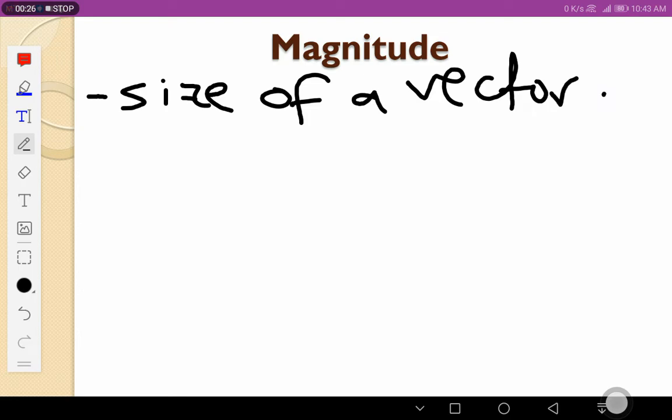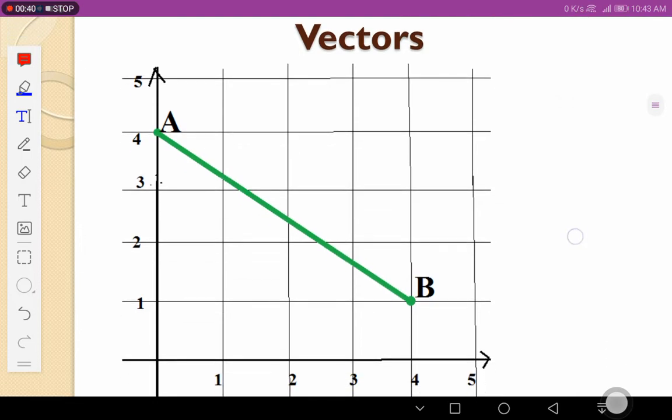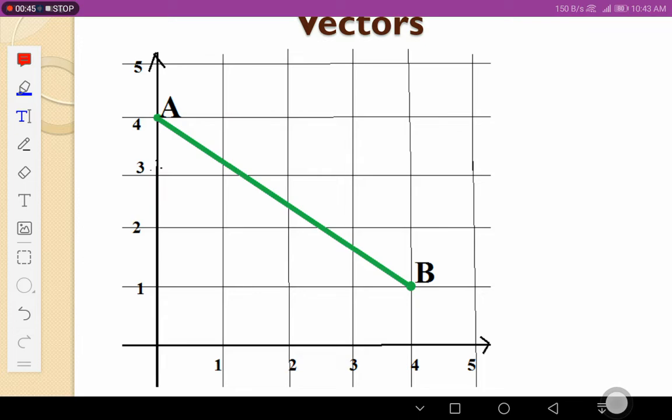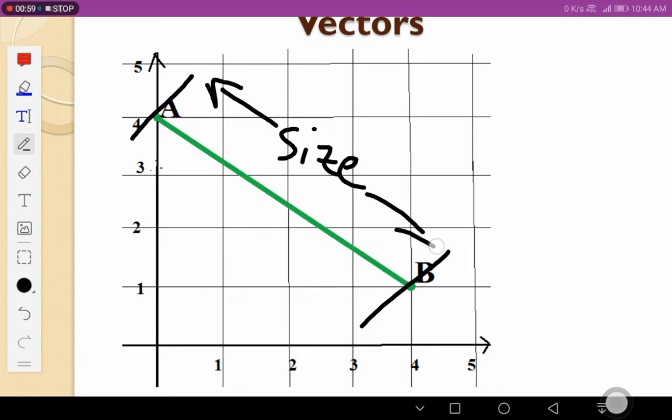Okay, so this can be represented by the length of the line segment. I can have an example here. I've got line AB. So the length that I'm talking about is from here, from A to B. That's the size that we are talking about, or the magnitude that we want to find from point A to point B.